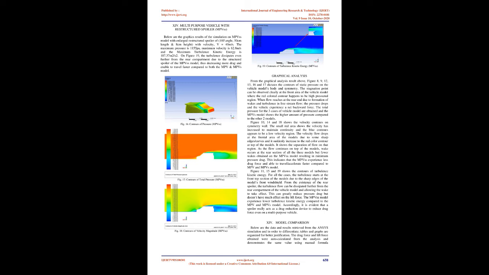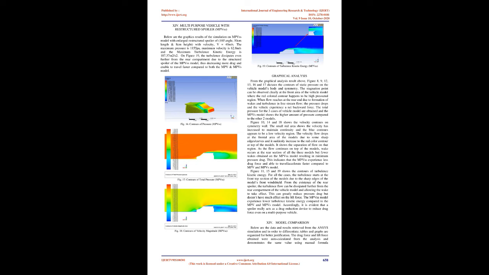Graphical analysis. From the graphical analysis results above, figures 8, 9, 12, 13, 16 and 17 show the contours of static pressure on the vehicle model's body and symmetry. The stagnation point can be observed clearly at the front area of the vehicle model, where the red-colored contour is the high-pressure region. When flow reaches the rear end, due to the formation of wakes and turbulence and free stream flow, the pressure drops and the vehicle experiences a net backward force. The total pressures for the 3 vehicle models were obtained, and the MPV model shows the highest amount of pressure compared to the other 2 models.